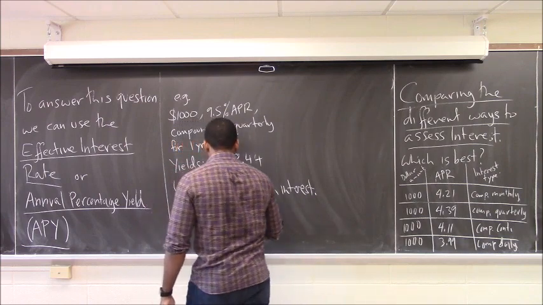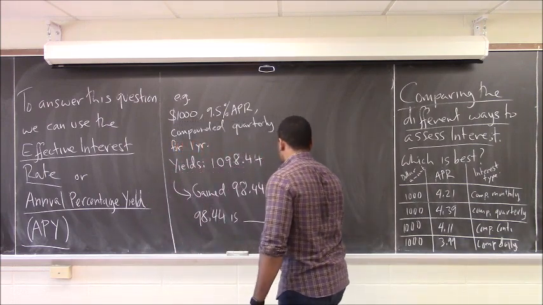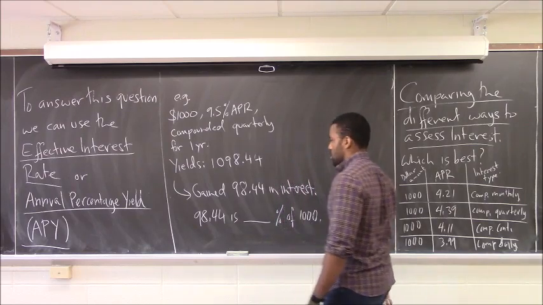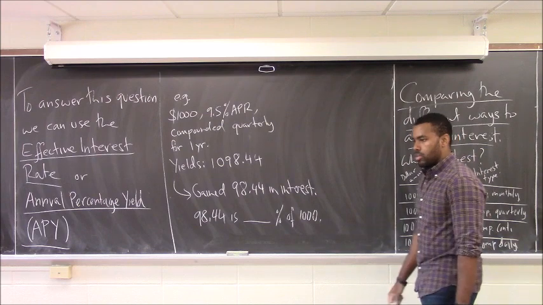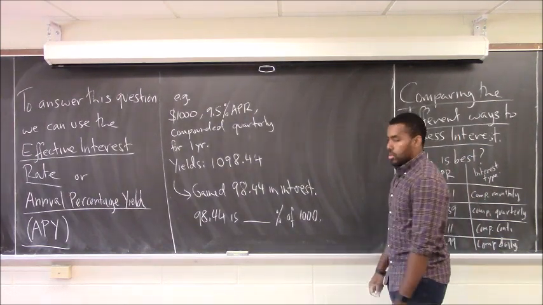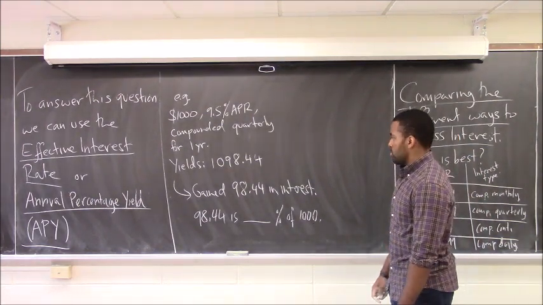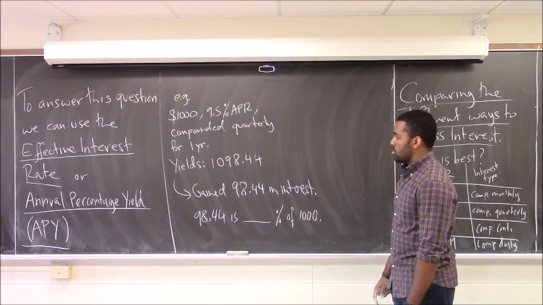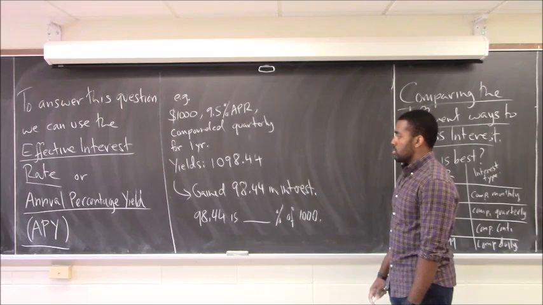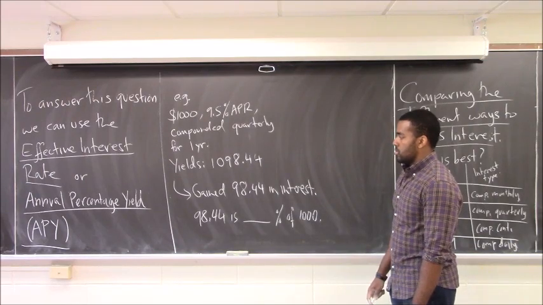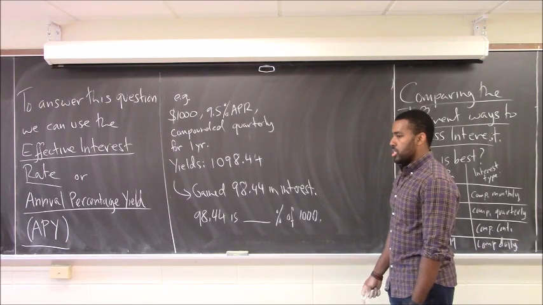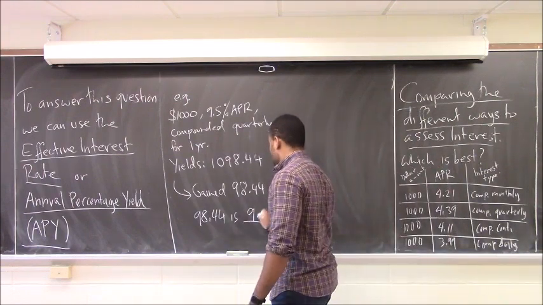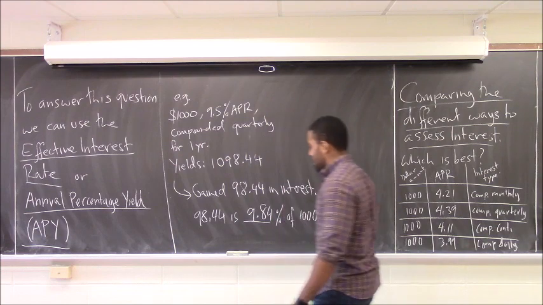Now, 98.44 is what percent of 1,000? You know how to figure that out? Well, you pretty much divide by 1,000. It's going to be 9.84%, right?